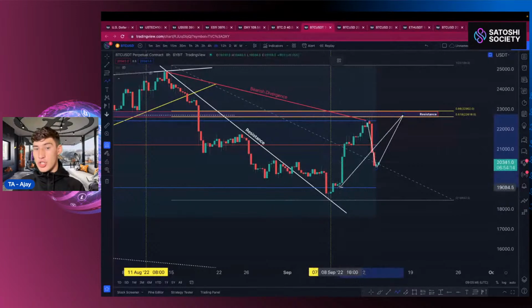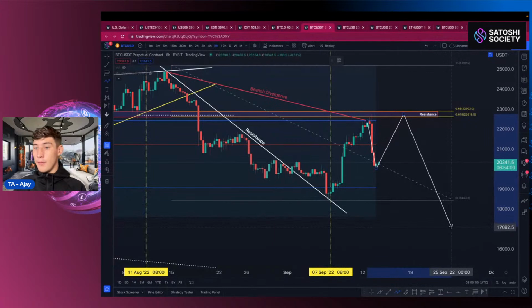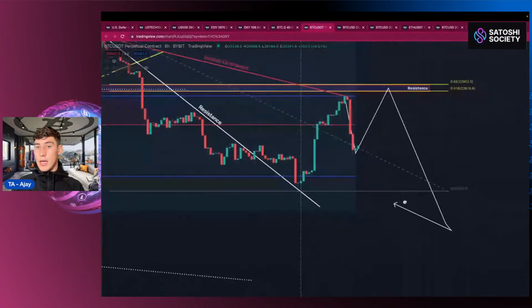And we could even break below that if we do break below this value area low here and get the confirmed rejection from the value area low. I think we could continue going down even. We could see the price come down even further. So that is what I'm going to be looking at for today.